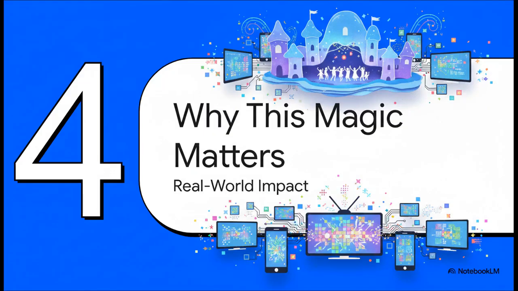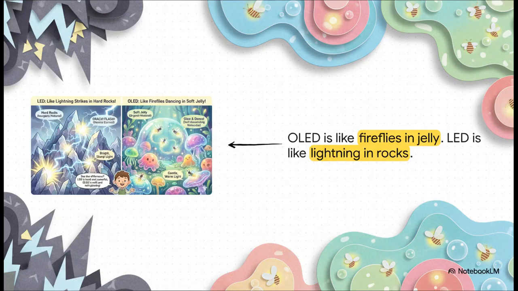Okay, so we've covered the how. But what about the why? Why does this whole story about a magical dance party inside a jelly castle actually matter for the phones and TVs we use every single day? Probably the best way to think about the difference is with this one last analogy. A traditional LED is kind of like lightning striking inside hard inorganic rocks. It's powerful, it's sharp. But an OLED is much more gentle. It's more like thousands of fireflies dancing inside a soft jelly. It's this warm, organic, self-made glow.